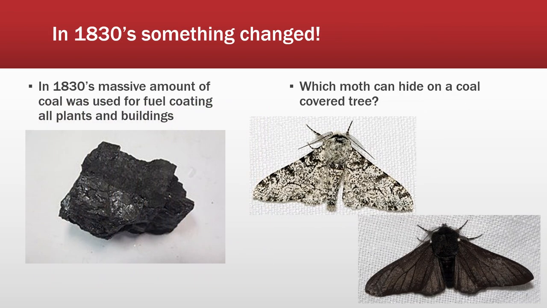Now, in the 1830s, like I said, we have a massive amount of coal being burned, and it coats buildings and trees. And so if these trees end up having a charcoal color, you'll notice that this white moth would stick out. It'd be easier for birds and other predators to eat it. And so these white moths during the Industrial Revolution would not survive as likely as the darker moths, and the darker moth populations would grow. And that's what we actually see in insect collections of England at the time. We saw a shift from lighter moths to darker moths.